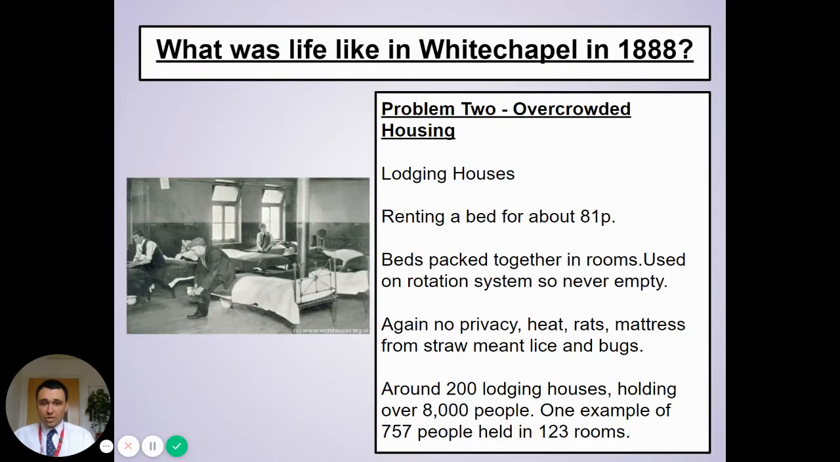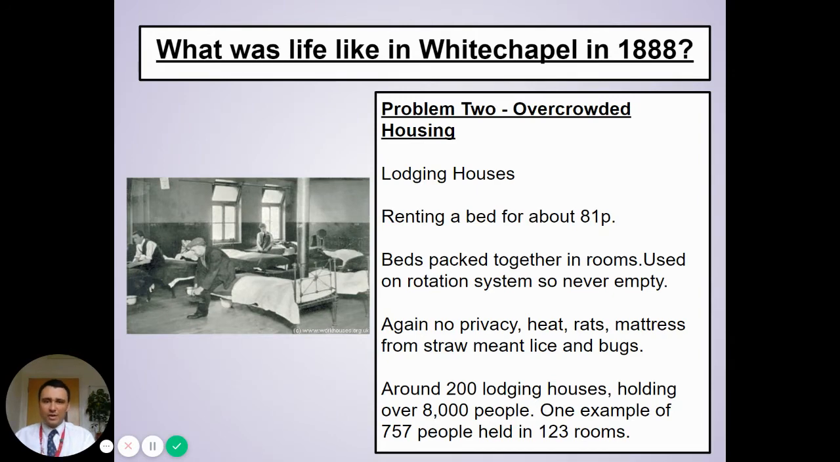You could try to move to a lodging house, which is where basically you were saying, look, I don't need a room, I literally just need a bed and that's it. So lodging houses are places where you could rent a bed for roughly about 81p in today's money. And this was where you had beds packed together in the room. This was used on a rotation system. The beds were never empty, which meant you'd have to get into a bed which someone else had just been sleeping in and sweating in and so on, which is absolutely disgusting.